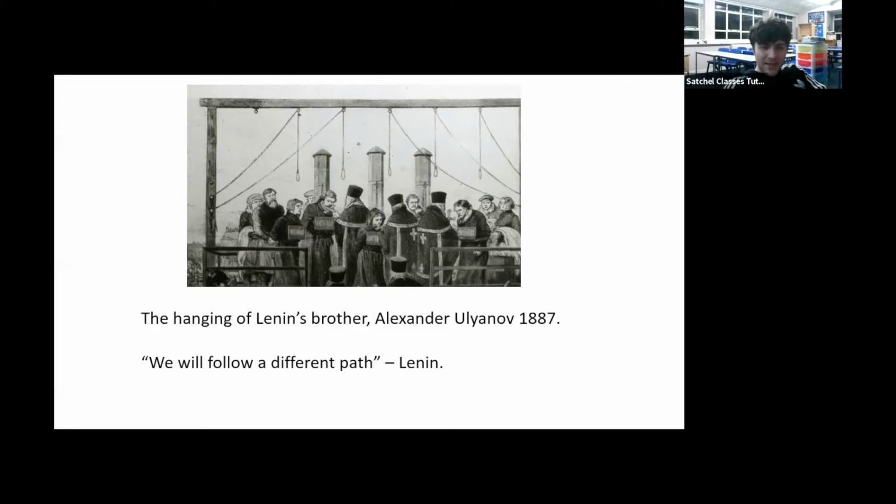So he believed in the same things as the Narodniks and as the social revolutionaries. He believed in the overthrow of Tsarism and a new egalitarian society, but he didn't believe in these methods. He didn't believe that assassinations were going to work, because Lenin saw how it ended. He saw his own brother get hanged after an assassination attempt against the Tsar. And so he decided, we will follow a different path. And that path was Marxism.